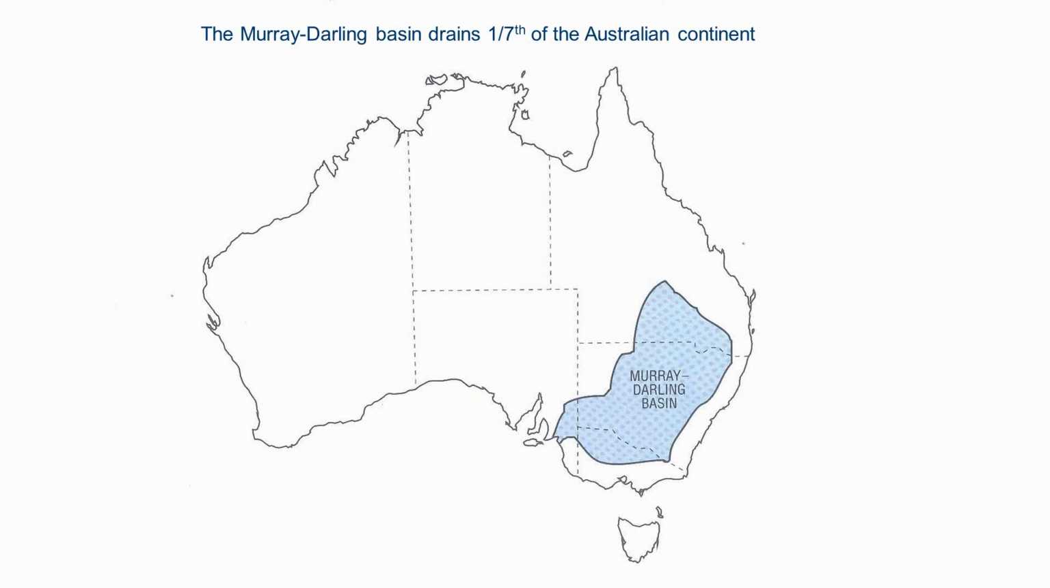Much larger catchments, of course. The Murray-Darling Basin is the largest one in Australia. It drains 1/7 of the Australian continent and starts up in Queensland, New South Wales, Victoria, flows down to South Australia, and also includes part of the Australian Capital Territory as well.